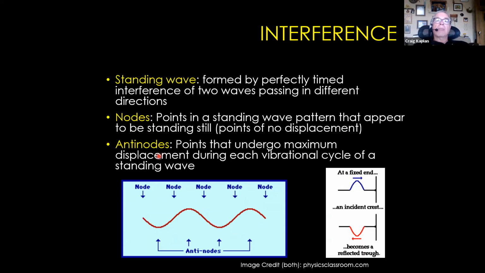The antinodes are points that undergo maximum displacement during each vibrational cycle of a standing wave. So here is an antinode, another antinode. These are points of maximum energy, and these are points of minimum energy in a standing wave. And we're going to use that towards the end of the talk when we learn how we can measure the speed of light in our kitchens.